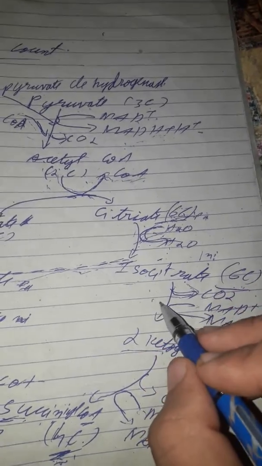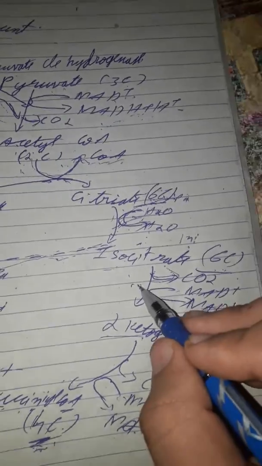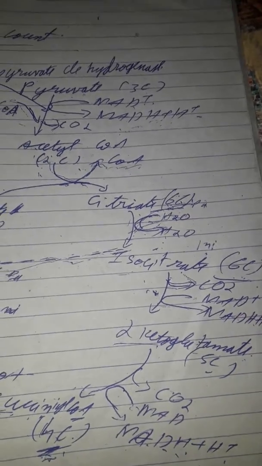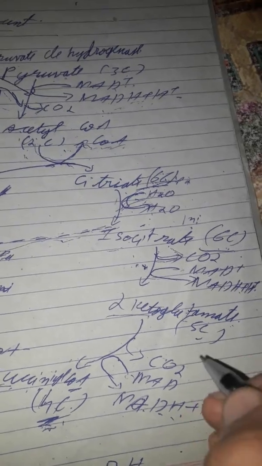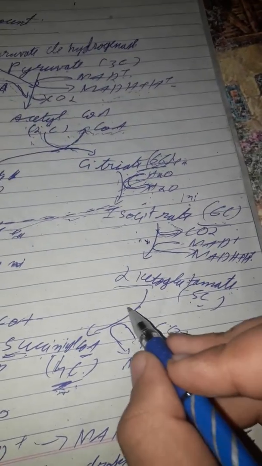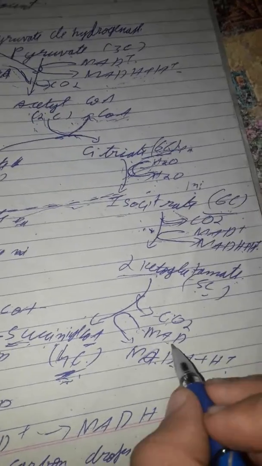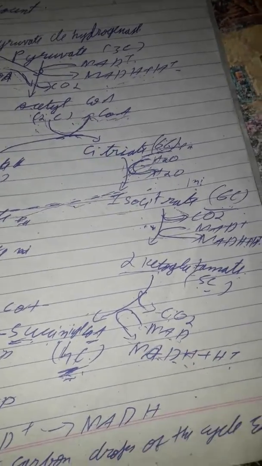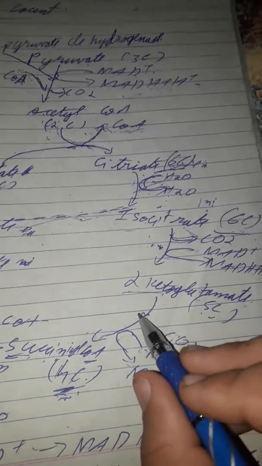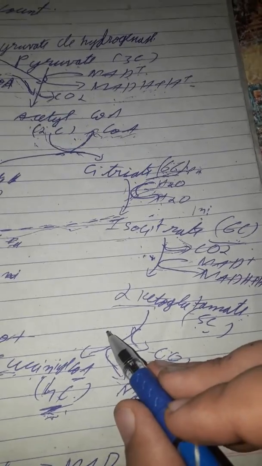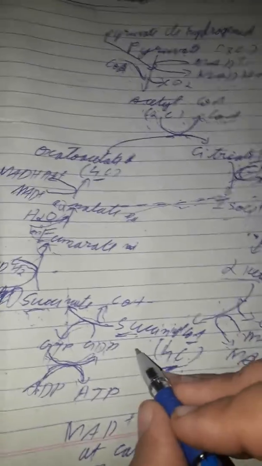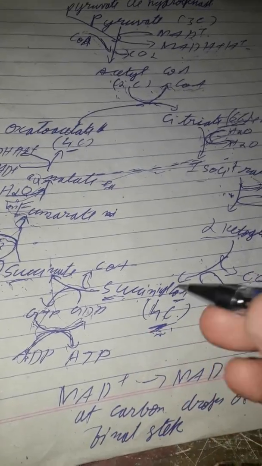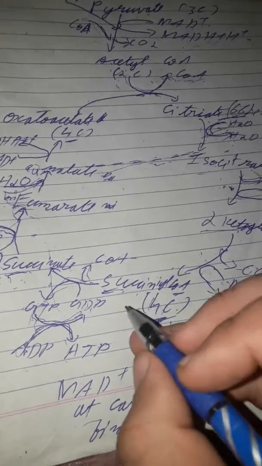What enzyme is facilitated here? Isocitrate dehydrogenase, which converts it into alpha ketoglutarate, a 5 carbon compound. And here from the 5 carbon compound, carbon dioxide goes out. As the carbon dioxide goes out, NAD plus is converted into NADH plus H plus. What enzyme acts here? Alpha ketoglutarate dehydrogenase is activated here, which converts it into succinyl coenzyme A, a 4 carbon compound.